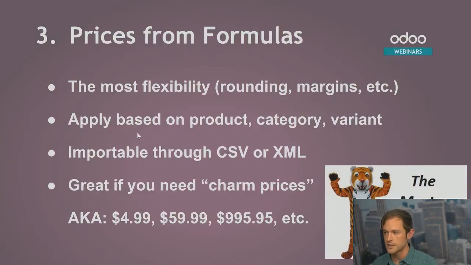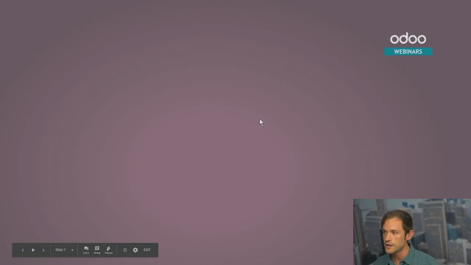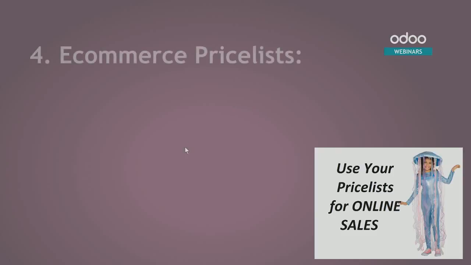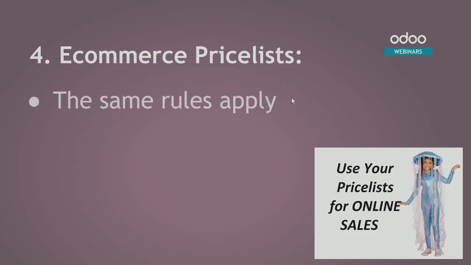So I'm going to go ahead and talk about two channels that you can use to make use of sales prices besides just what we've been doing on the sale order page. First off, e-commerce. You can sell your products through an online store if you're using the Odoo website and e-commerce tool. And with price lists, the same rules apply as what we have just already covered.